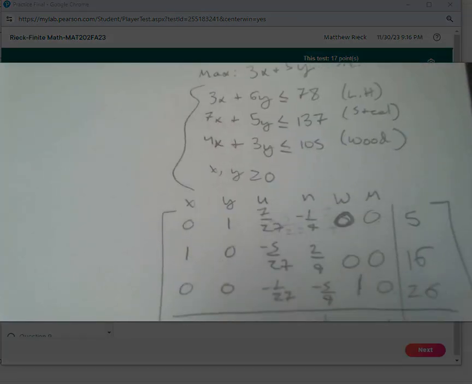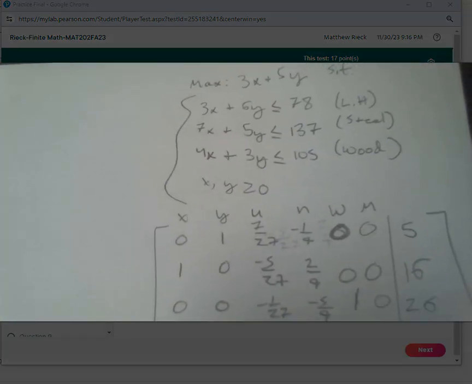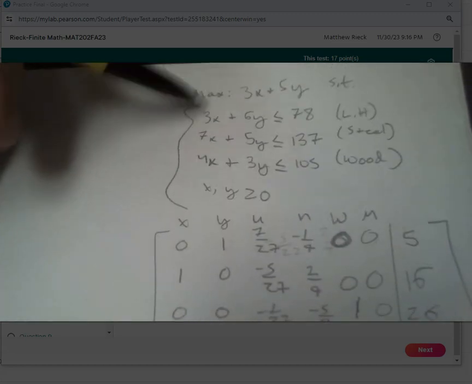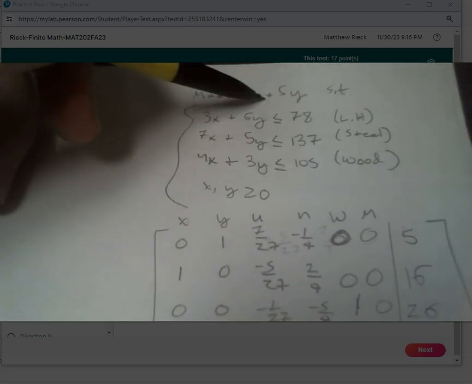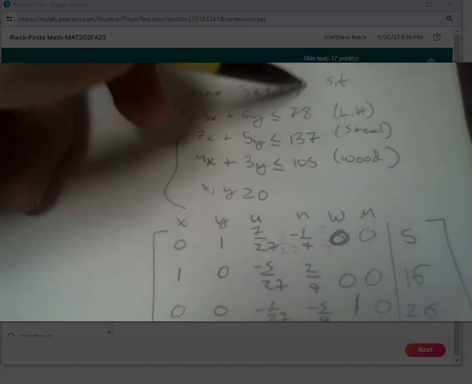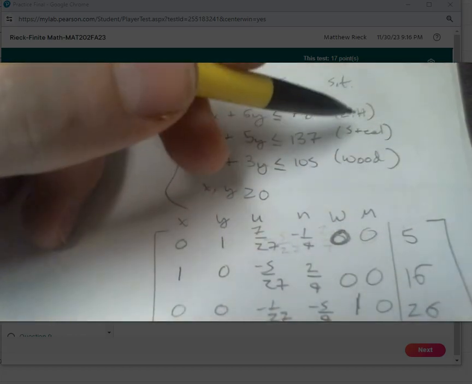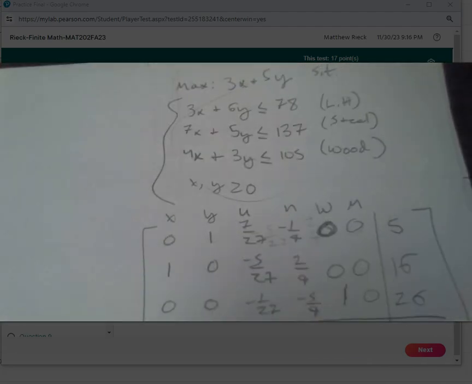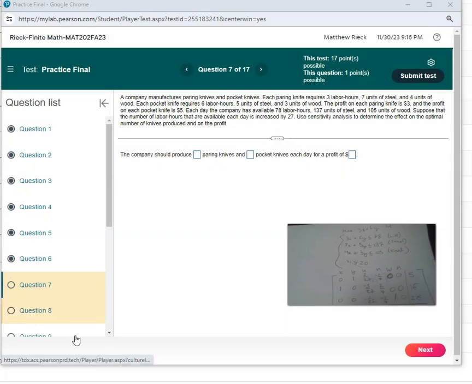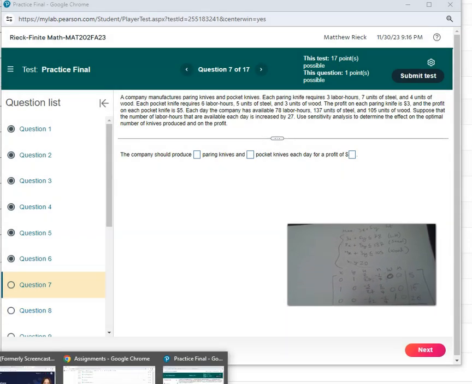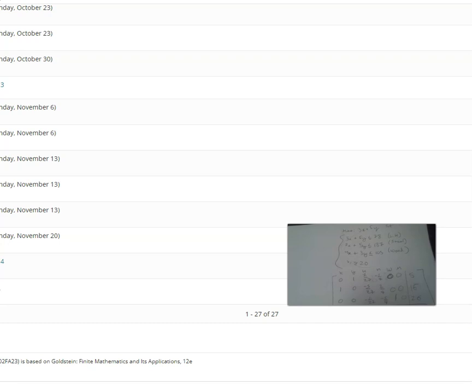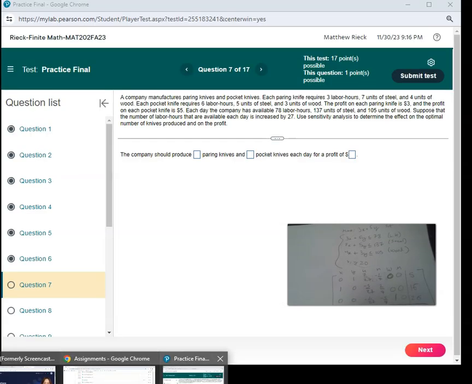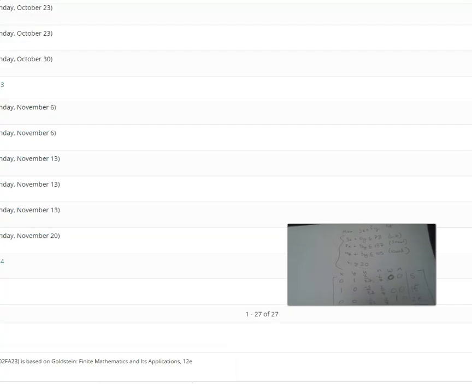I'm not going to go through the whole process of figuring out the solution. This is how you can set up the problem here. X represents our paring knives, Y represents our pocket knives. We have labor hours, steel, and wood, so we have all those constraints there, and we have our objective function. All right. And then there are several different sites that you can go to. There we go.